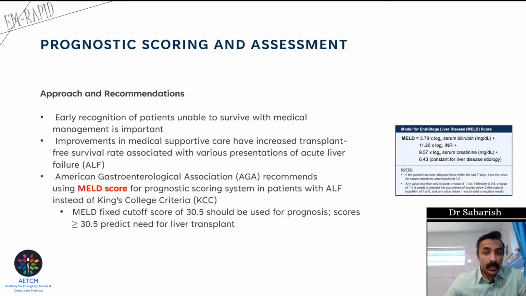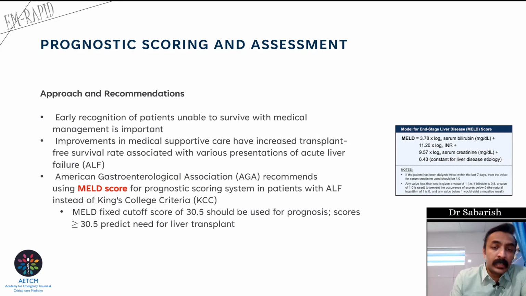Of course, improvements in medical supportive care have increased transplant-free survival rates compared to previous years with various presentations of ALF. The AGA has recommended using the MELD score over the King's College criteria. King's College criteria and MELD score are the two most commonly used scores for deciding whether the patient in ALF needs transplant or not. And as we said, the AGA, that's the American Gastroenterological Association, prefers MELD over the KCC.